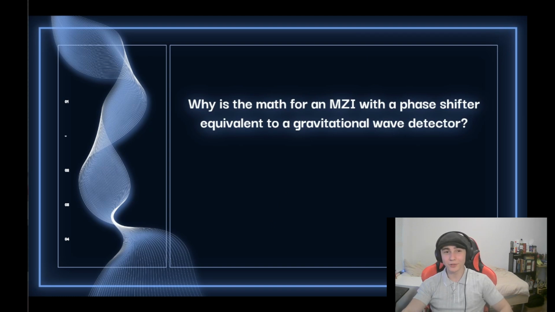Now then, here's a fun question for you to see if you've been paying attention. Why is the math for a Mach-Zehnder interferometer with a phase shifter equivalent to a gravitational wave detector? I'll give you a quick second to think about it and pause the video if you want to.